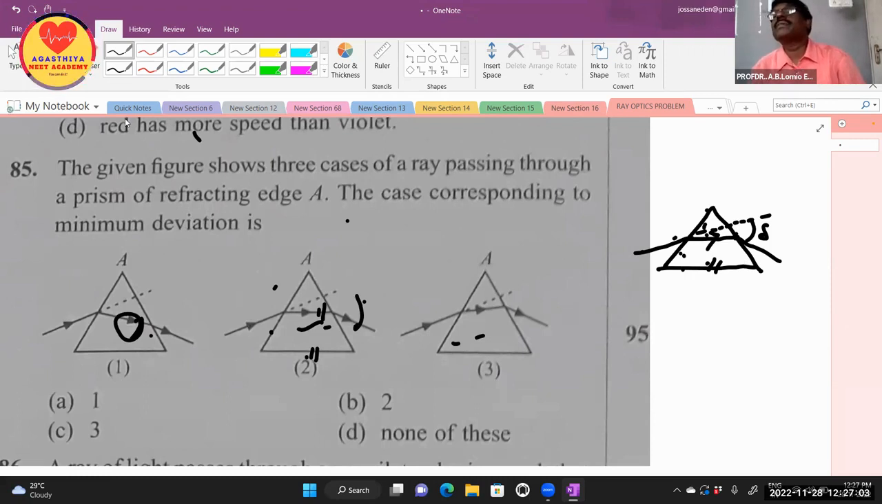Understand, children? Yes, sir. Okay. Therefore, the option is 2. When the refracted light inside the medium is parallel to the base, it produces minimum angle of deviation. That is a condition.